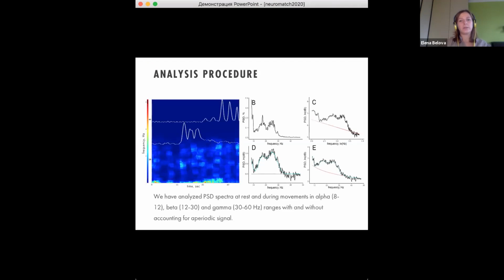First, using the conventional approach, we estimated power of oscillations using the mean value of power spectral density in the given frequencies. And then we used the novel approach when we extract this aperiodic signal from the spectra in log-log scale, and then account for oscillation based on the amplitude of peaks after the extraction of this slope. And in some cases, there were no oscillatory peaks in a band after this procedure.